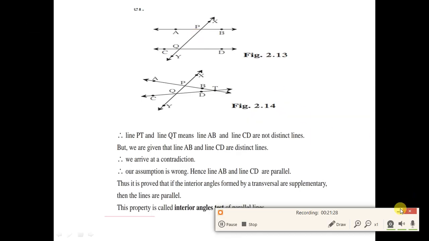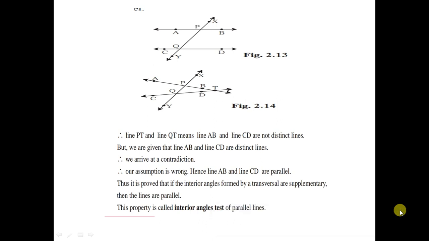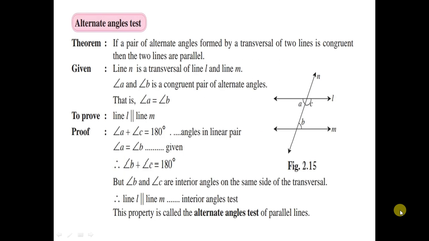So our assumption is wrong. This indicates that the lines are parallel. That means line AB and line CD are parallel. That is the interior angles test. Let's take now the alternate angles test.